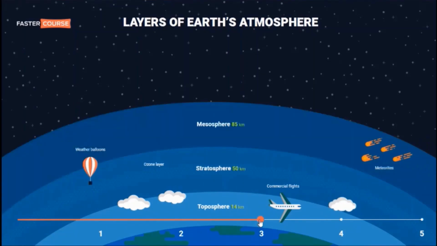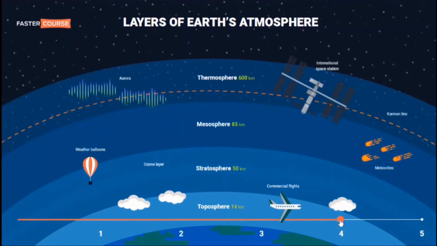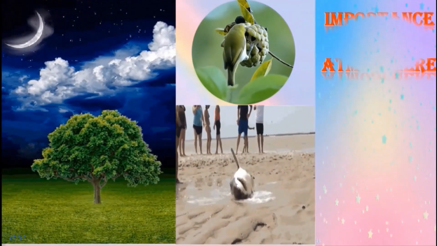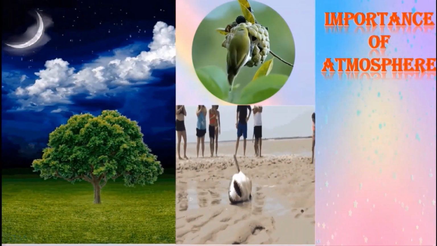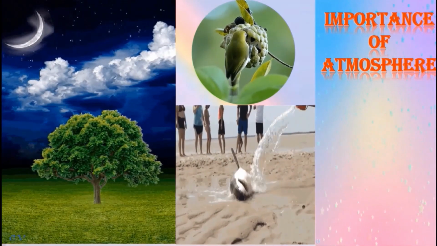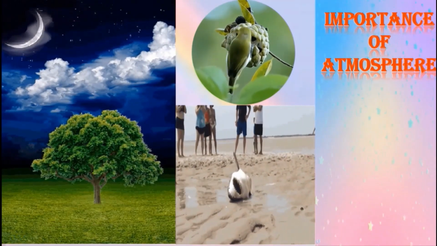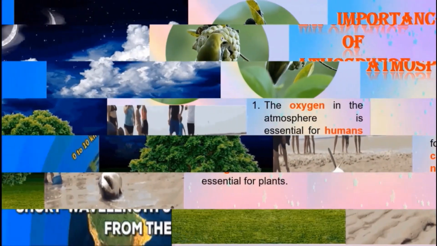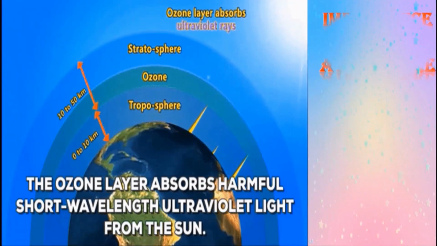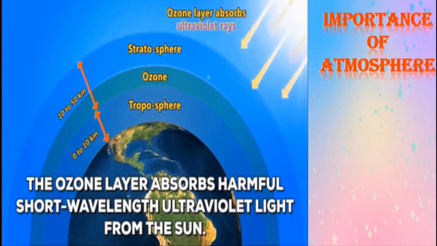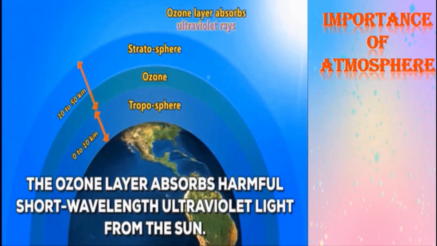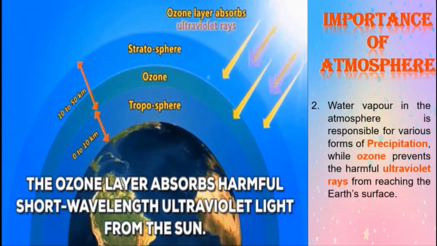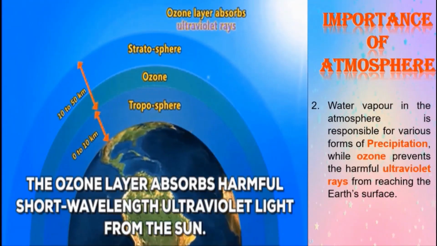Now let's try to understand the importance of the atmosphere. The presence of the atmosphere is one of the factors that makes life on Earth possible. So remember students, the oxygen in the atmosphere is essential for humans for respiration, while carbon dioxide and nitrogen are essential for plants. Water vapor in the atmosphere is responsible for various forms of precipitation, while ozone prevents the harmful ultraviolet rays from reaching the Earth's surface.